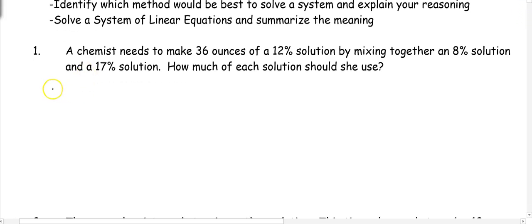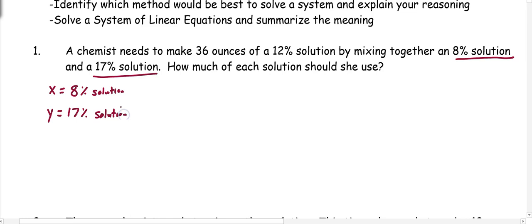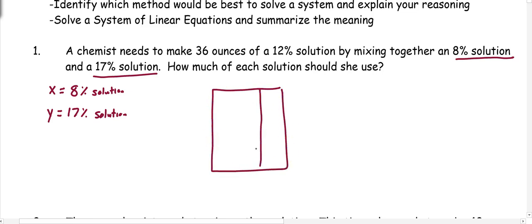The two solutions that we're mixing together are going to represent our x and y. We're mixing together the 8% and the 17%. So x is going to equal our 8% solution, and y is going to represent our 17% solution. What we're going to do with this is make a table that's a 3 by 3.